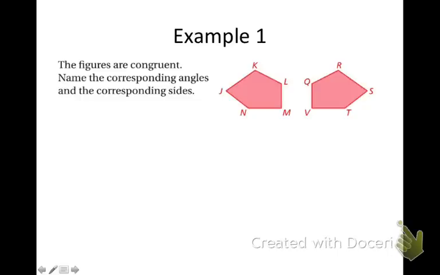In this example, it says the figures are congruent, name the corresponding angles and the corresponding sides. The trick here is they have not named it for us, so it's going to be up to us. Let's go ahead and look at this first one, and we'll start with J. We'll make that the first angle. So if we make K the second, third, fourth, fifth, now we have to somehow find a way to spatially translate or transform the other polygon so that the angles would match up. So let me go ahead and name it. So J, K, L, M, and N.